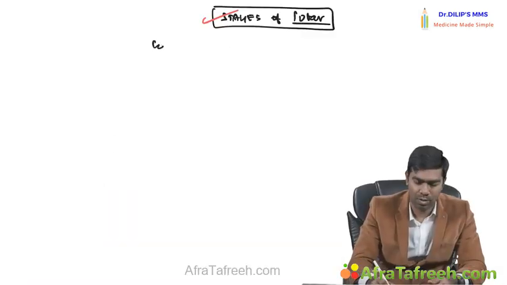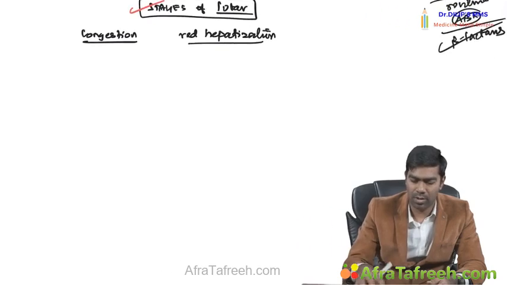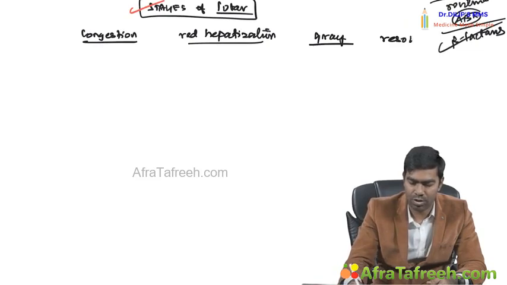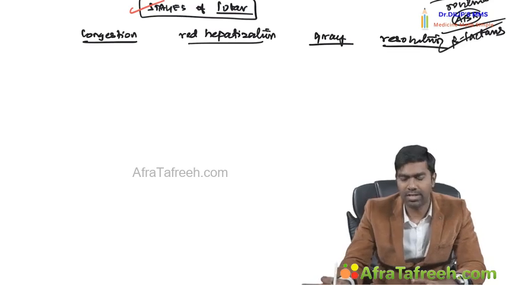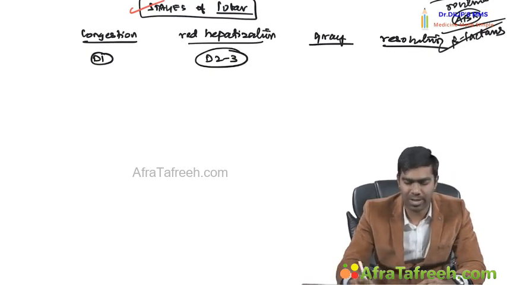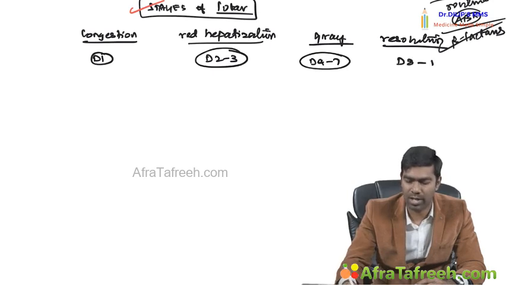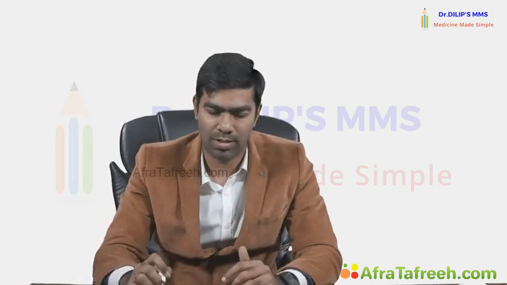You have 4 stages. One is called the congestion stage. Then you have the red hepatization stage, where your lung looks like a liver. Then you have the gray hepatization stage, and finally you have the resolution stage. Let us see the days. First, congestion is day 1. Day 2 to day 3 is red hepatization, and day 4 to day 7 is gray hepatization, and resolution is day 8 to day 28. That is up to 4 weeks. After day 7, the first week, you get the resolution stage.